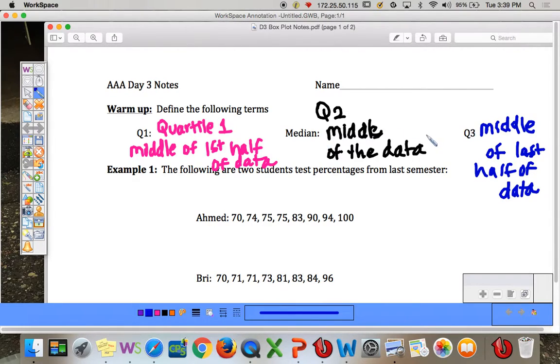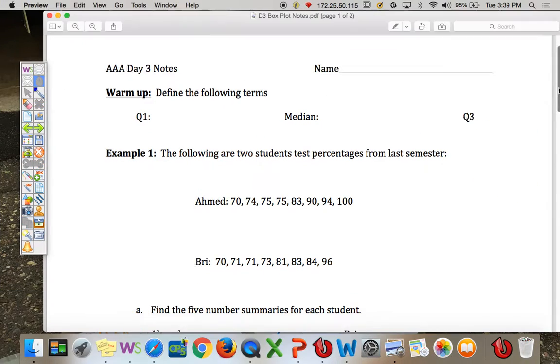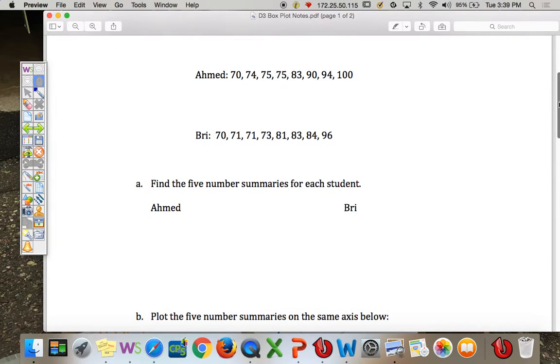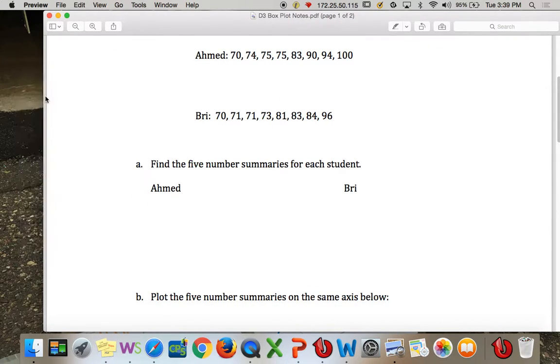last half of data. So let's do an example using the following two students. We have Ahmed and Bree, and we have their test scores, test percentages from last semester. So take a look at these test scores and think, what do you notice about the test scores, and what do you wonder? And after you do that, we're going to figure out the 5-number summaries for each of the students. Let's start with Ahmed, and we can see what the min and max is.